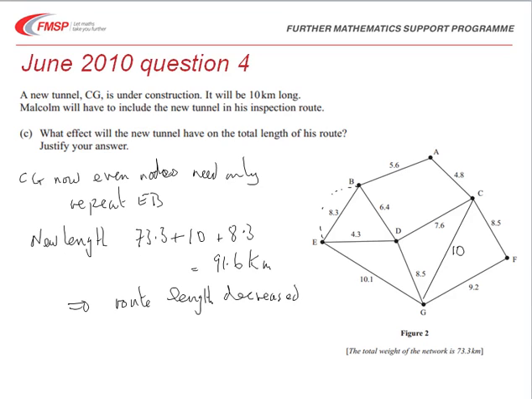Marking this time, just 2 marks, and there were 2 B marks given for saying that C and G are now even, and therefore that the length was decreased with some justification. The most likely one for that is to actually calculate the new length and say that it has gone down. So just the 2 marks there.